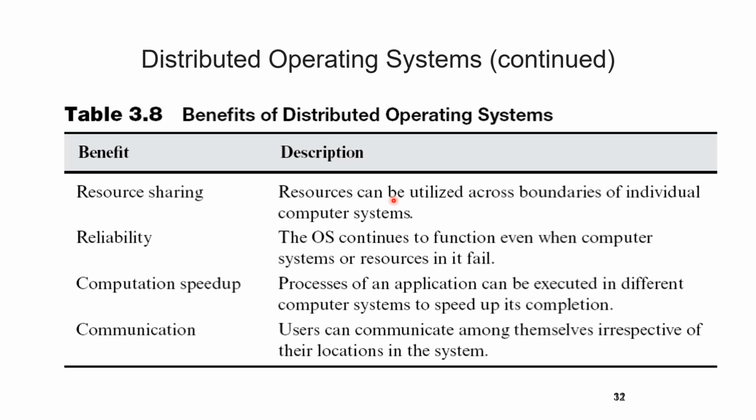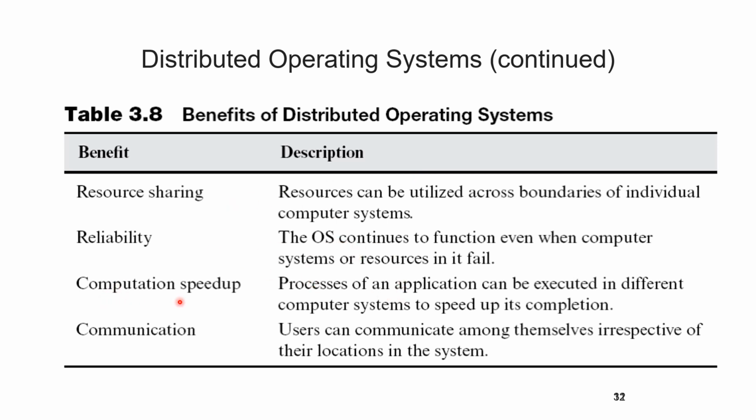Okay, and reliability. The OS continues to function even when a computer system or resource in it fails. If one computer system fails, immediately that function is switched to another computer system for execution.